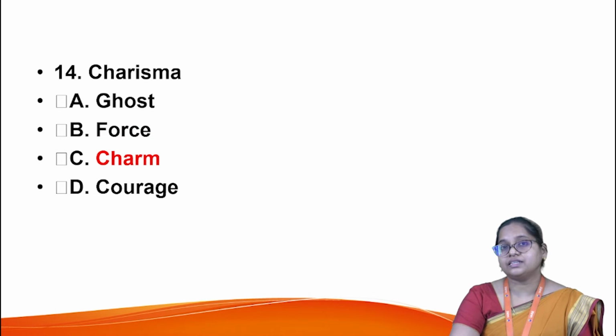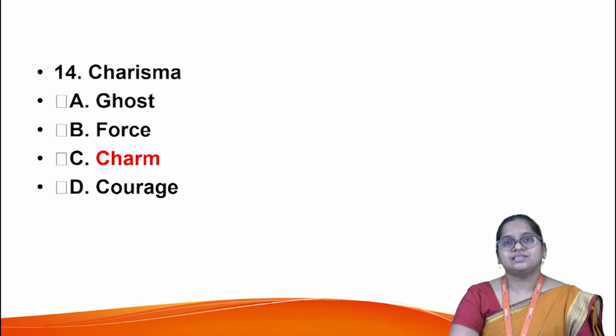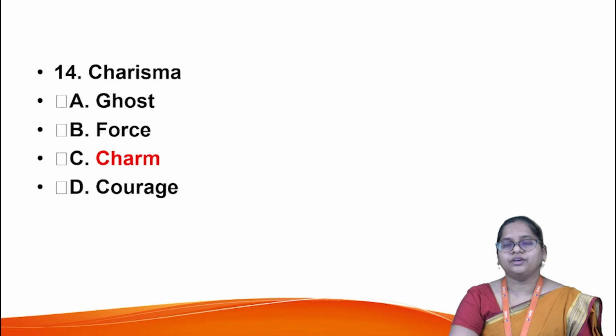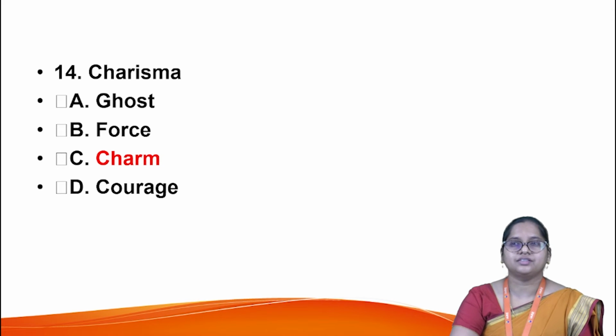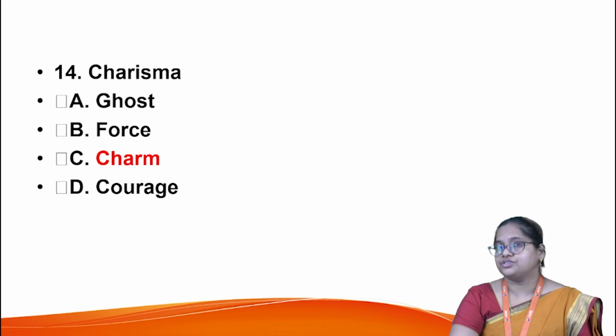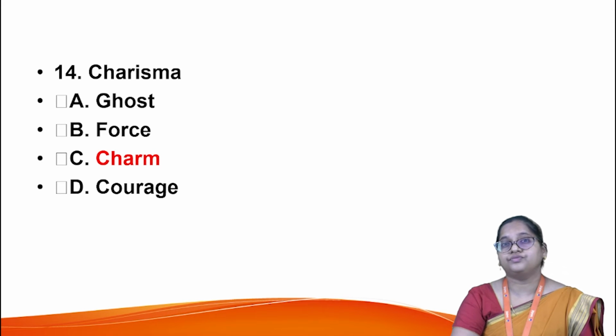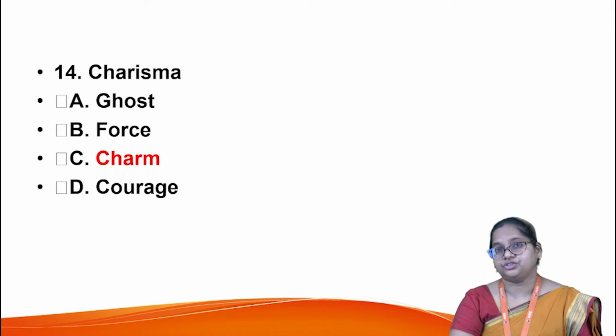Four, charisma. What does charisma mean? Options: A, ghost, is it to do with force? C, charm. And D, courage. Ghost is a form that is very unpleasant, highly scary, a completely gruesome picture. So it's nothing to do with that. It's nothing to do with force, like you don't force someone with unwillingness. So option C, charm.